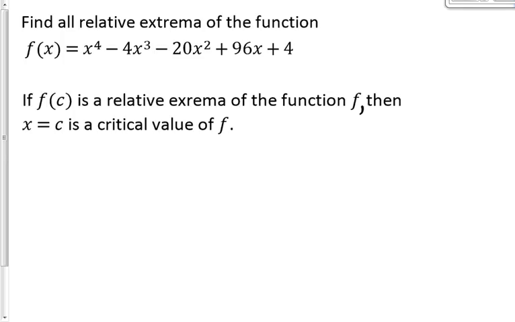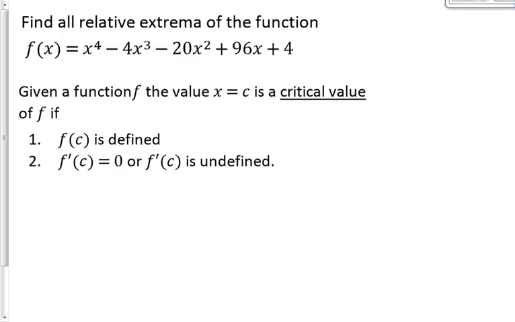So how do you find critical values? Well, first you have to know what they are. So here's the definition. Given a function f, like we have a function here, a polynomial, the value x equals c is a critical value of f if these two conditions are met. First, f of c has to be defined. Well, we're in luck because polynomials have domain negative infinity to infinity, so this function is defined everywhere. So we don't have to worry about one because it's a polynomial.